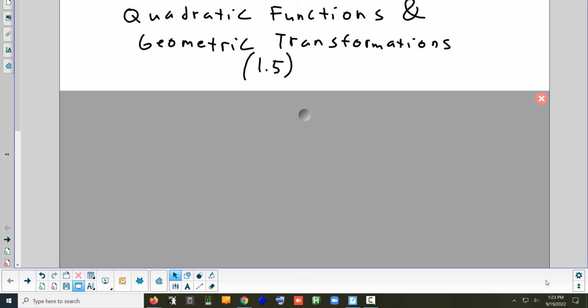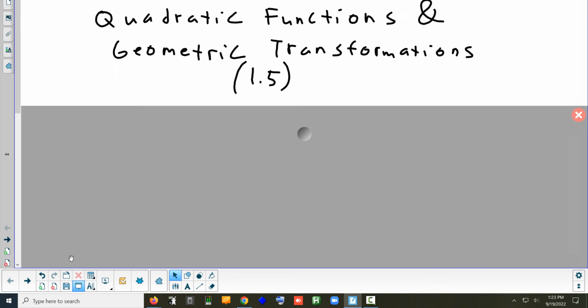So we're going to start out by looking at section 1.5. And 1.5 is on transformations, specifically of quadratics. The transformations we're going to learn in this section apply to quadratics, but they also apply to any function. So once you know how it works for one type of function, you really know how it works for all of them.